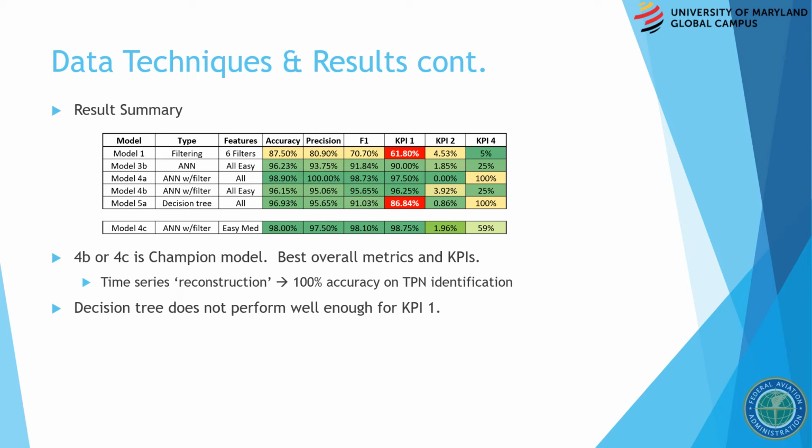Finally, the decision tree, which I would like to use if it worked well, did not produce good enough results. So it only had about 86%. It had very good accuracy, but again, the KPI1 value was only about 86%.